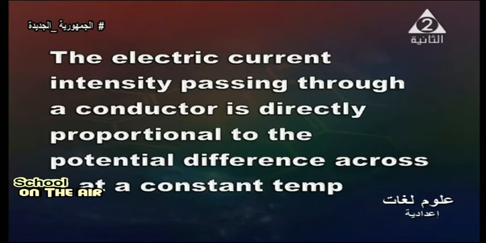The definition of Ohm's law: the electric current intensity passing through a conductor is directly proportional to the potential difference across it at a constant temperature. Again, the electric current intensity passing through a conductor is directly proportional to the potential difference across it at a constant temperature.